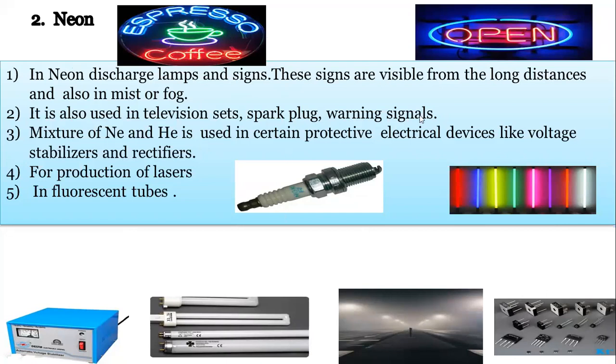For that purpose, I have shown these different pictures. It is used for stabilizers. It is also used in fluorescent tubes. It is also used in rectifiers, and for the preparation of different colored lights. When a mixture of neon and helium is used in specific percentages, it can give different types of colored lights. So different types of colored lights can be prepared by the mixture of neon and helium. These are the uses of neon.